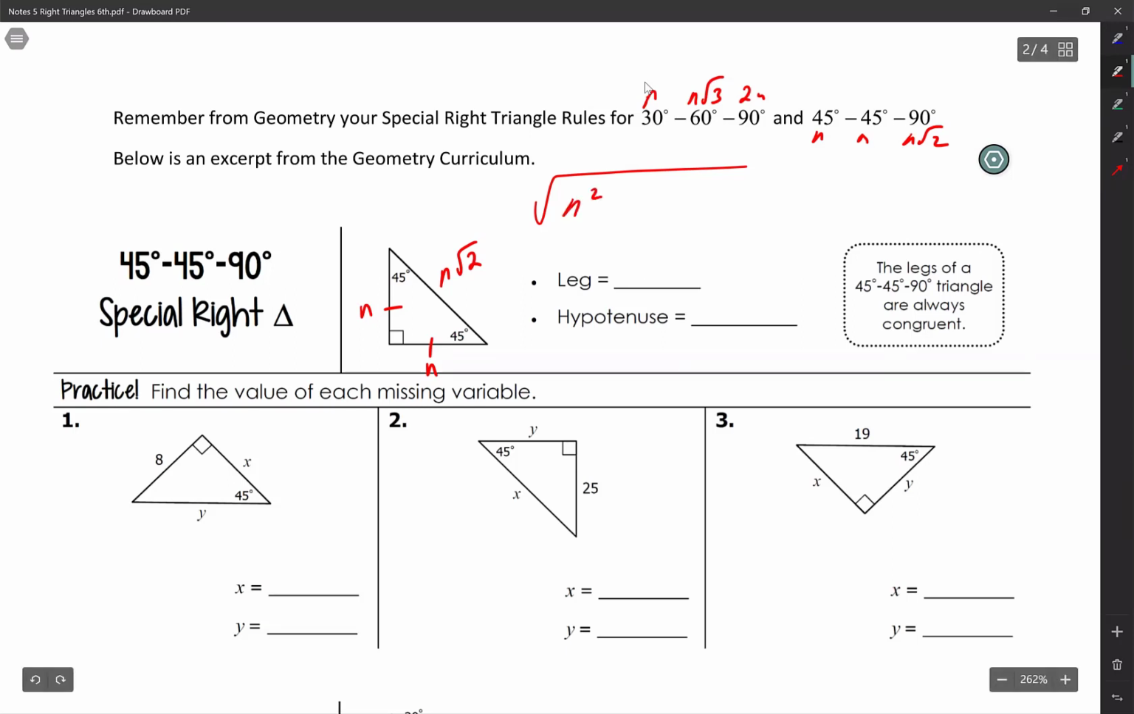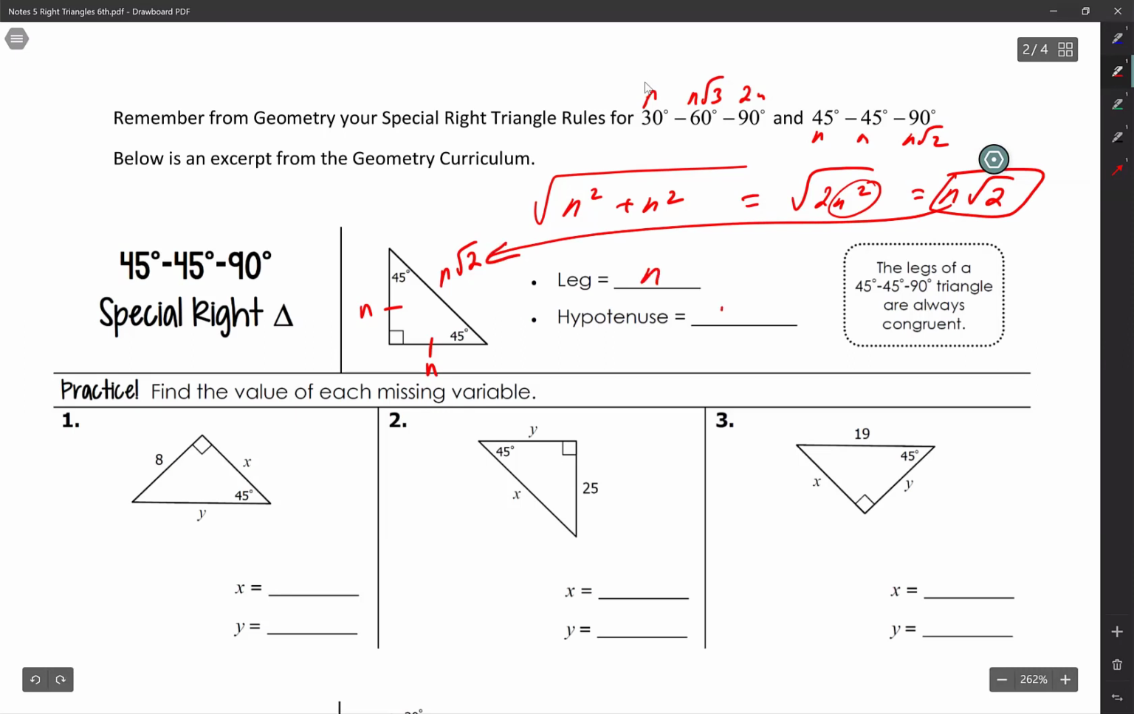So this is n squared, and there's another n squared. I want to know what the hypotenuse is, so the Pythagorean theorem will give it to me. So square root of 2n squared. The square root of n squared is just n, so n square root of 2. And notice, that's what I have there. The hypotenuse is n square root of 2. So we're just going to use our formula, n square root of 2. Or you could technically use the Pythagorean theorem. It doesn't matter, guys. So if this leg is 8, that means x has to be 8 as well.